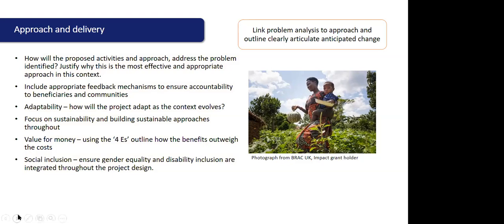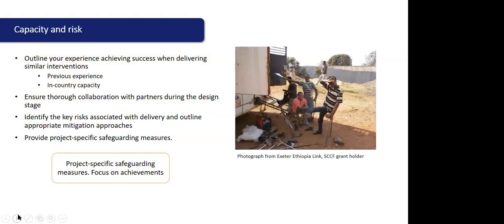The next one is around capacity and risk. So two things to highlight here. On the safeguarding question, please note, it is project-specific safeguarding measures that we're looking for. We know that you will have organisational policies, and we'll look at that during the due diligence process. What we're looking for in this section is project-specific safeguarding measures.